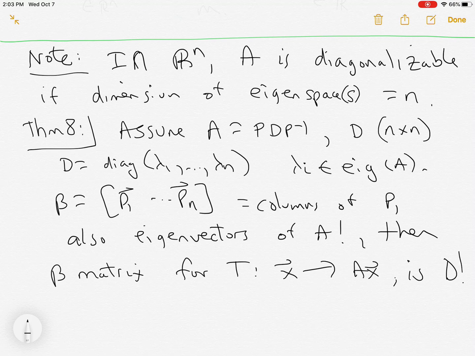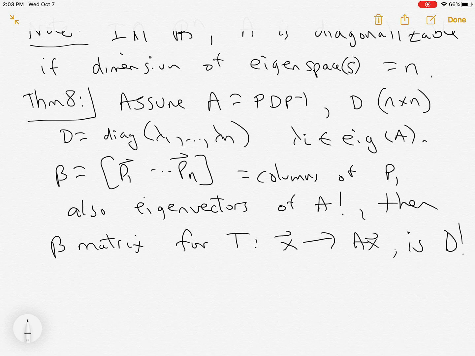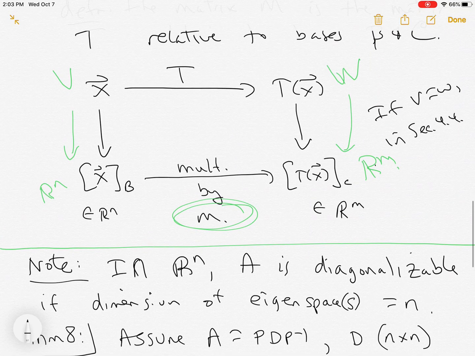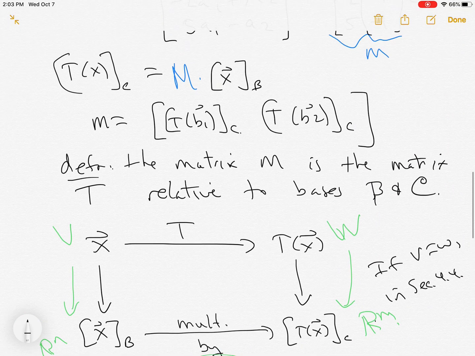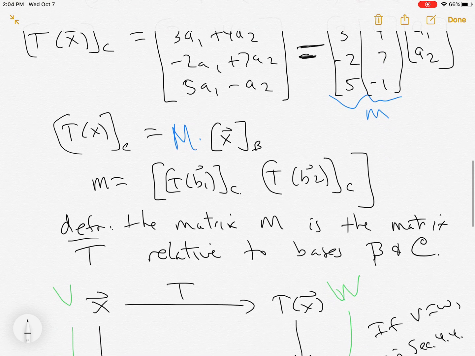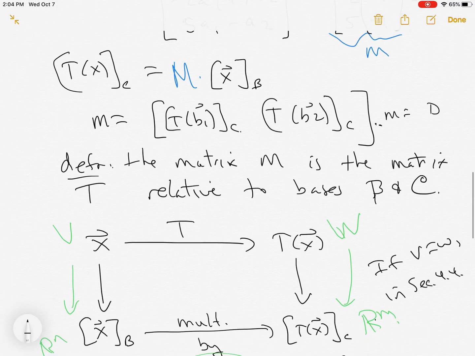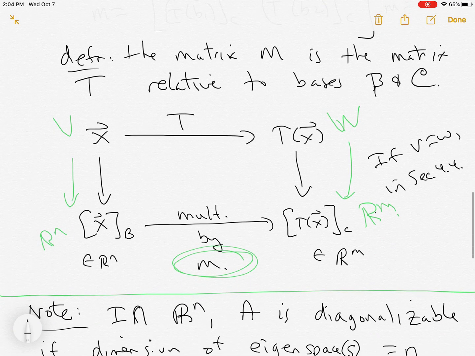And that's really cool. I'm going to let you explore that in the problems. But if we went back up to this problem, then our M would be the D from whatever linear transformation we defined. But it doesn't work here because this is not a square matrix. It's 3 by 2.